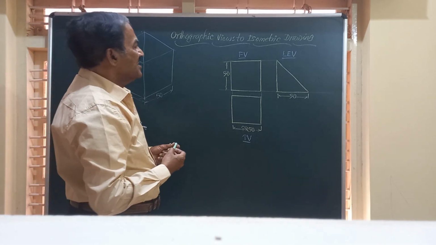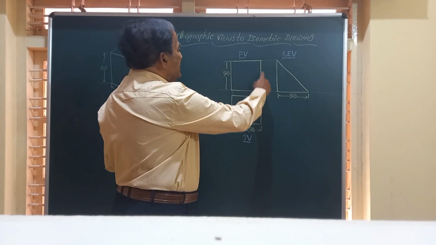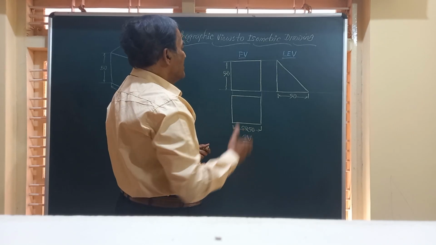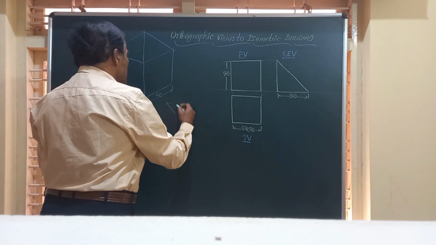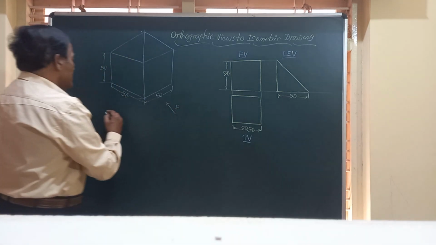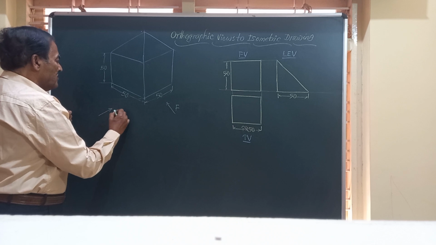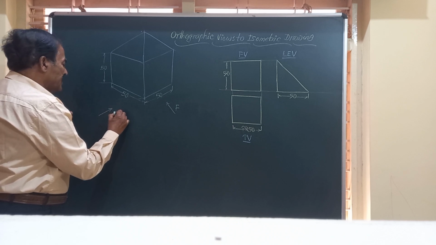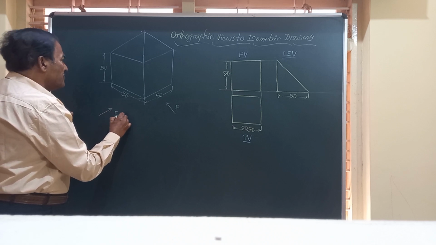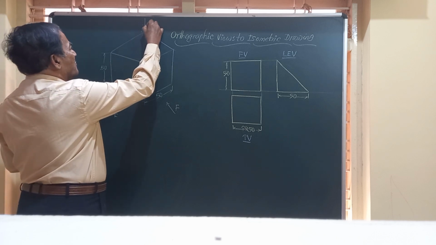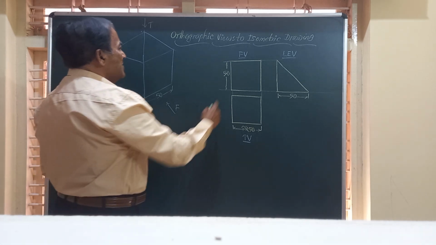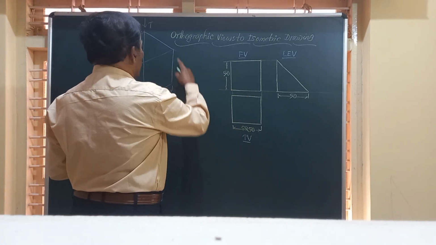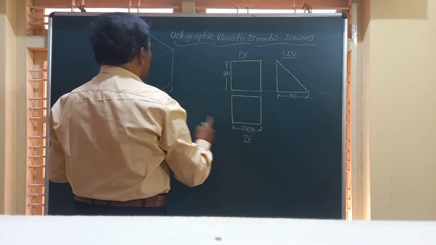So friends, now what is to be done? Let's see. In the front view, you see it as a square. Say we are looking from this direction. This is the front view here. This is the left hand view. We will say LEV or simply E, end view. And this is the top view. We will say T. So friends, in the front view, it is a square. In the top view, it is a square.